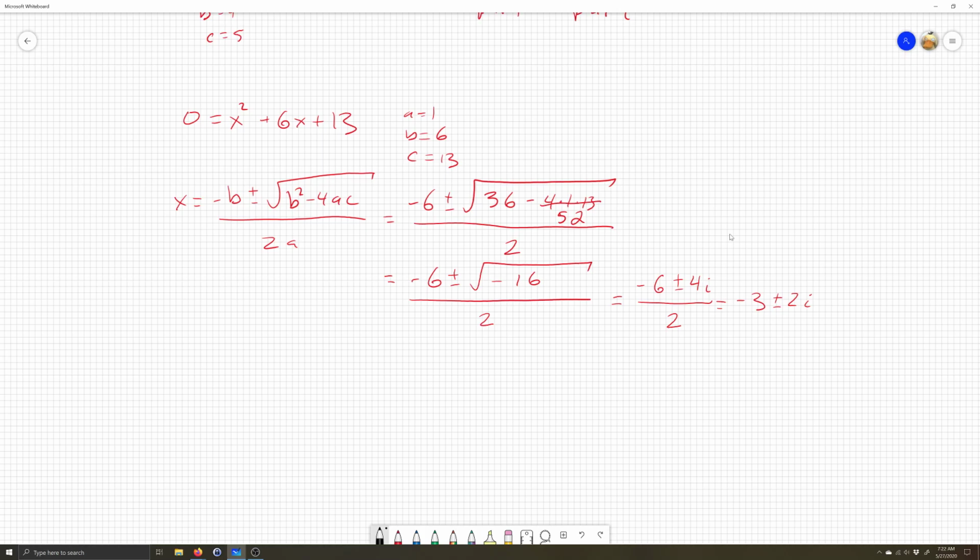So if I take negative 3 plus 2i and I square it, and I add 6 times negative 3 plus 2i, and then I add 13 to that, so negative 3 plus 2i squared is going to be negative 3 plus 2i times negative 3 plus 2i, plus 6 times negative 3 plus 2i, which is minus 18 plus 12i, plus 13.